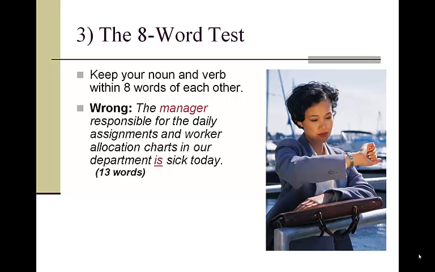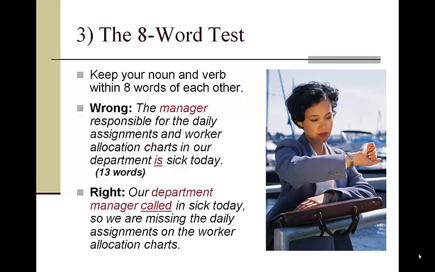And yet another wrong example. The manager responsible for the daily assignments and worker allocation charts in our department is sick today. Now, if you count, you'll see there are 13 words between the noun and the verb, and is isn't really a very strong action word. So here's a better way to write that sentence. Our department manager called in sick today, so we are missing the daily assignments on the worker allocation charts. And here the character and the verb are right next to each other, so we know right away who is doing what.